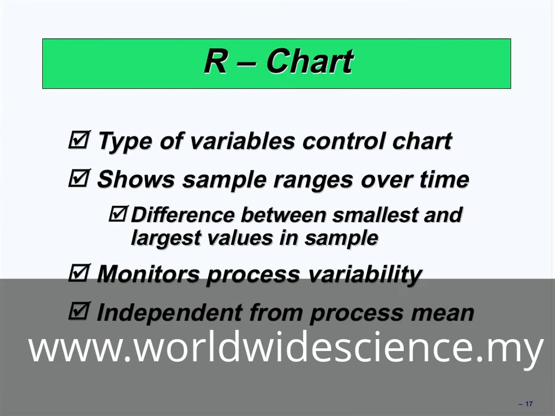It's the second type of variables control chart, the R chart. It shows sample ranges over time, the difference between the smallest and largest value in a sample. It monitors process variability independent from the process mean.